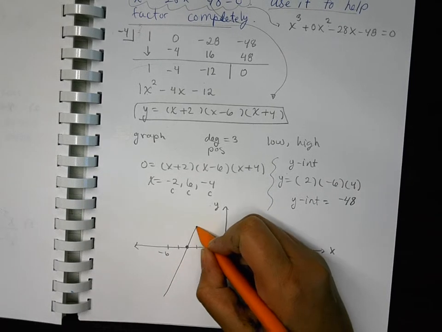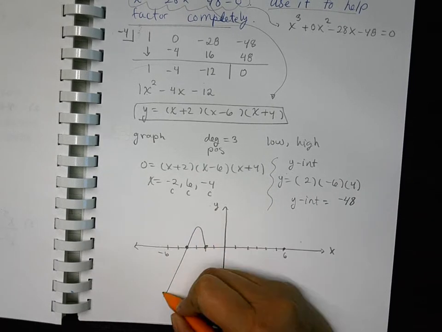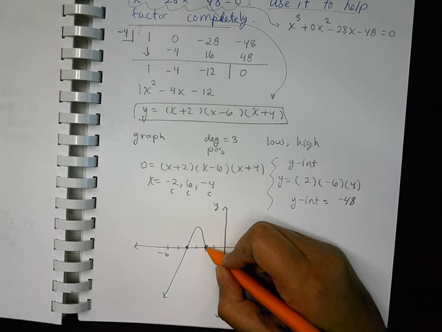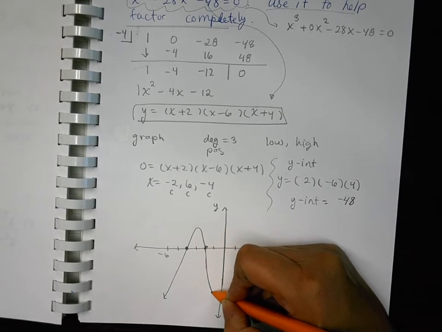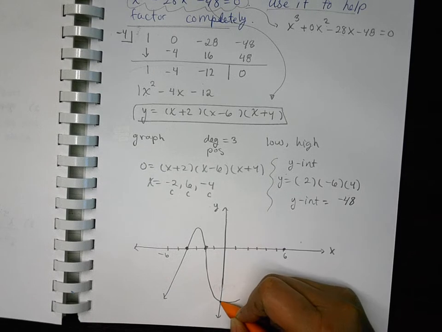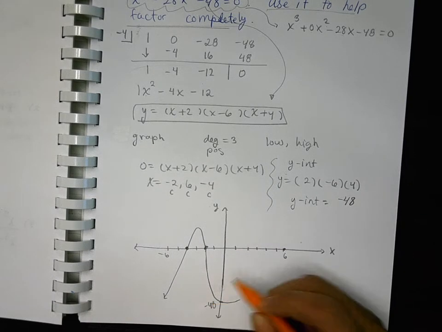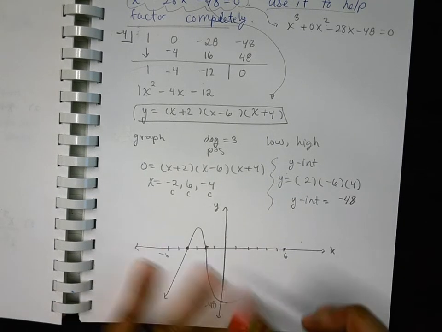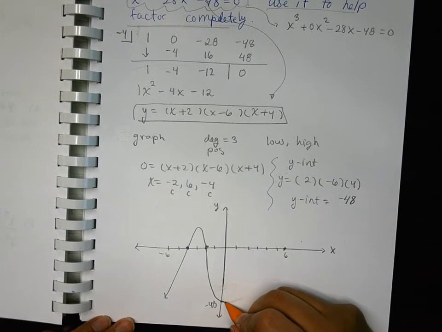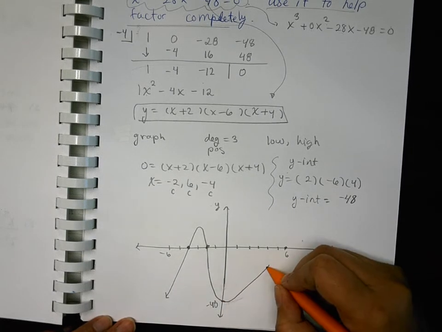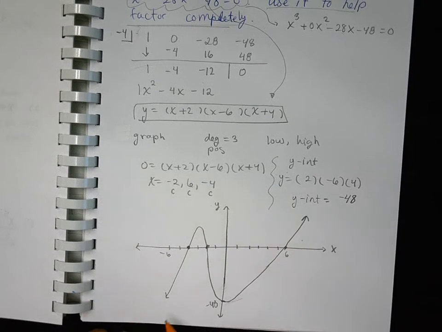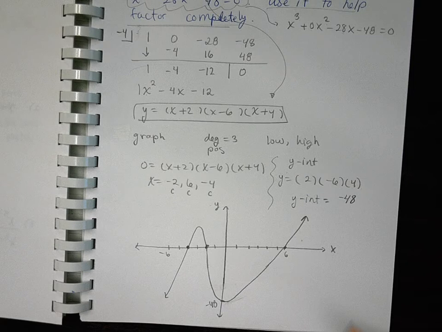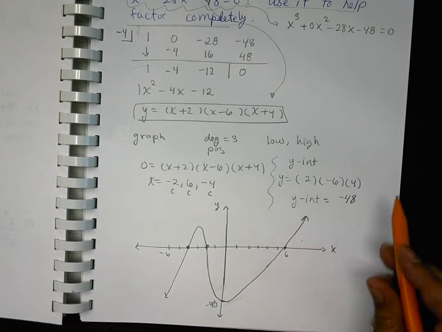I don't know how high up I go, but I know I have to come back down. I don't know how far, well actually I do know how far down I could go. I go far enough to hit a y-intercept of what? Negative 48. You don't have to draw it to scale or put 48 tick marks. Then when you come back up and hit the 6, anything bringing us back down, or is that it? That's it. Low, high.